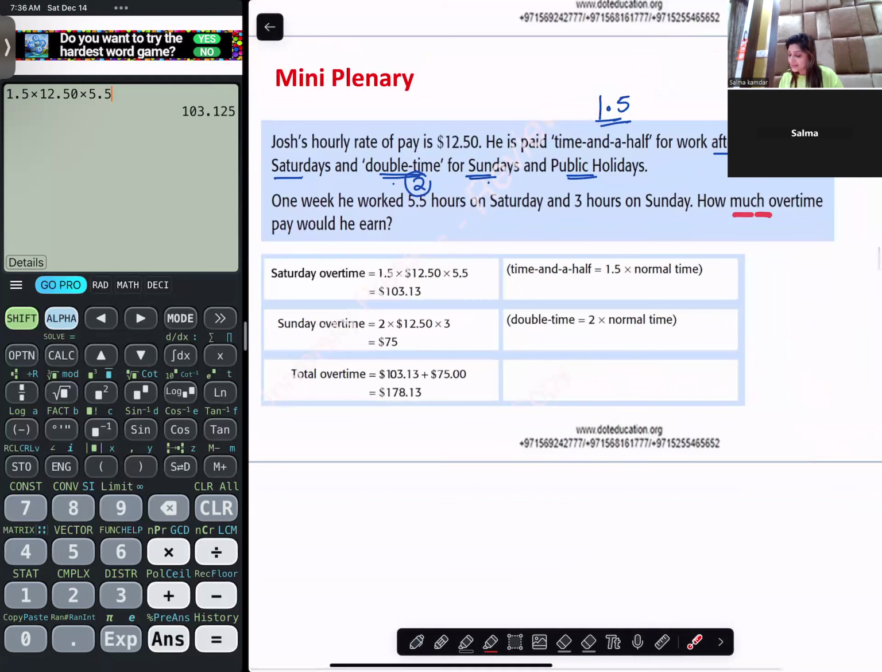How much overtime pay would he earn? So his total overtime pay would be his Saturday pay, that is 103.13, and his Sunday pay, that is $75. You add it. So this is the total overtime pay that he would earn.